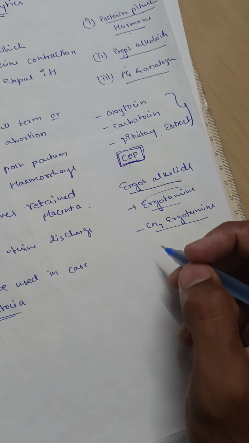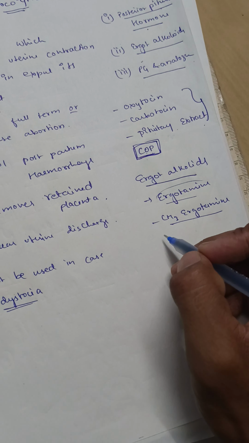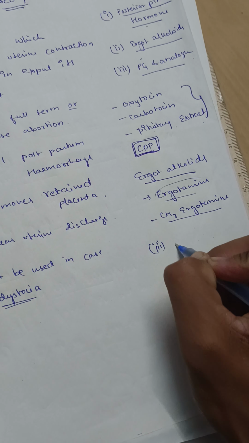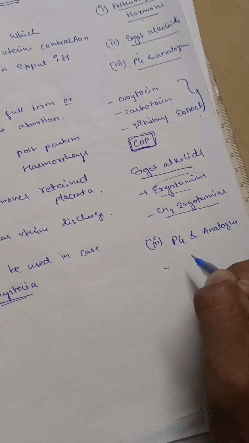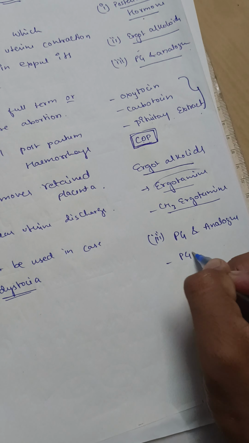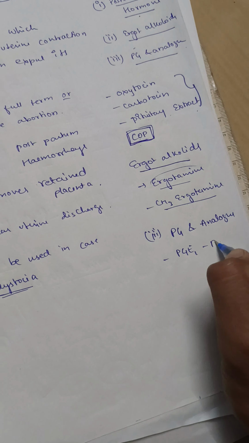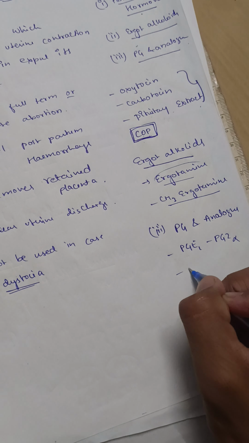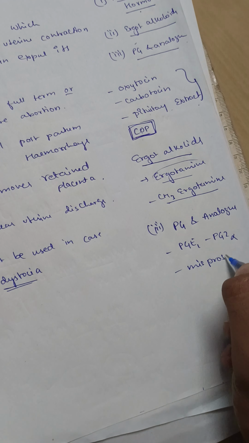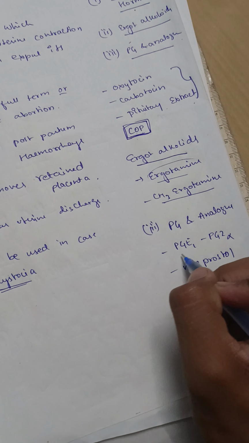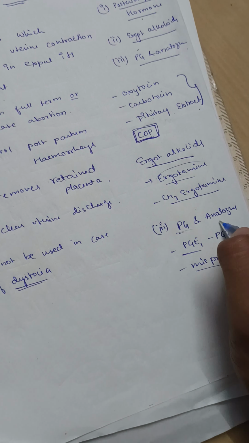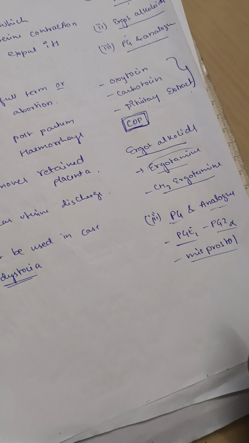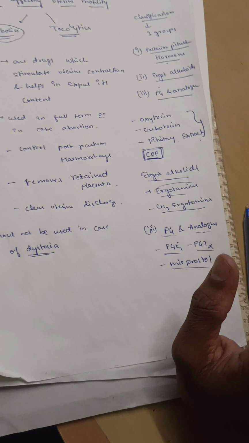Now we will move to next is prostaglandins. Third one, PG and analog. Prostaglandins and analogs. In this, the examples are PGE2, PGF2 alpha, and misoprostol. Okay, remember these three examples: PGE2, PGF2 alpha, and misoprostol. These are the prostaglandin and analogs. Okay, this is all about ecbolics.